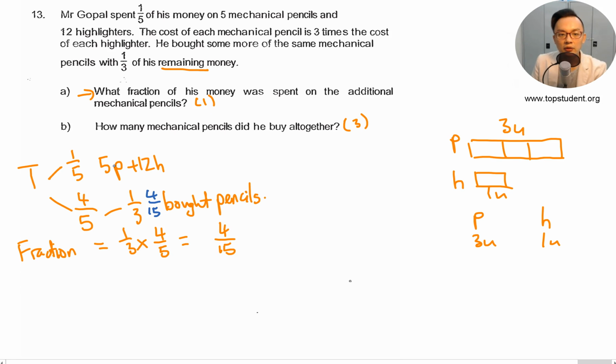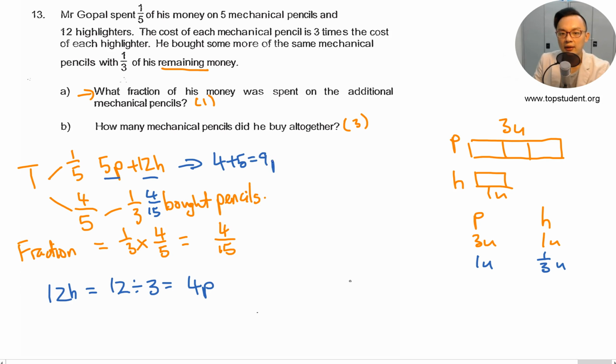So for 1/5 you can buy 5 pencils and 12 highlighters. So I want to convert this 5 pencils and 12 highlighters into all pencils or all highlighters. I know that 1 highlighter is 1/3. So if my pencil is 1U, then each highlighter is 1/3 U. Alright. So this is 1U, this is 1/3 U. So I've got 5 pencils, 12 highlighters. So 12 highlighters will equal 12 divided by 3 equals 4 pencils. So this is 4 plus 5 equals 9 pencils. So 1/5 of my money is actually equal to 9 pencils.